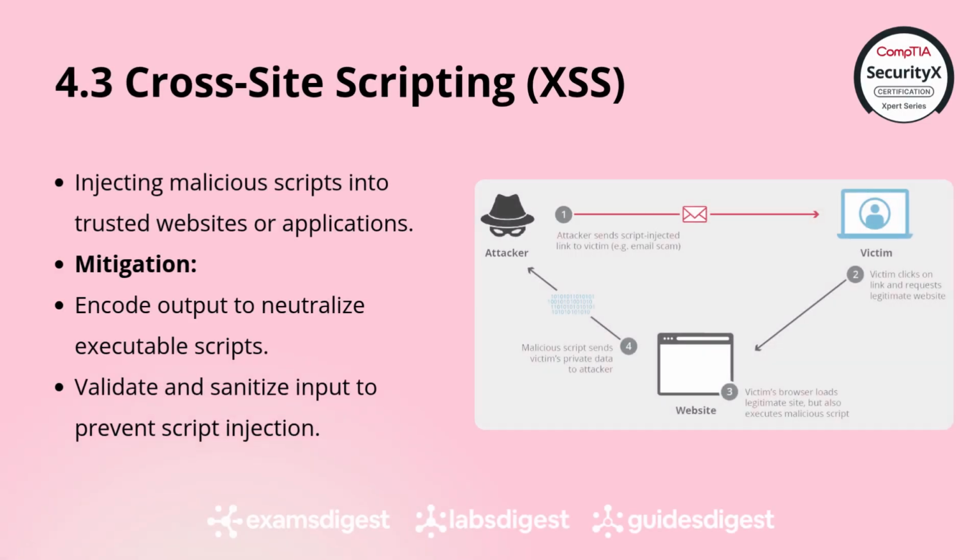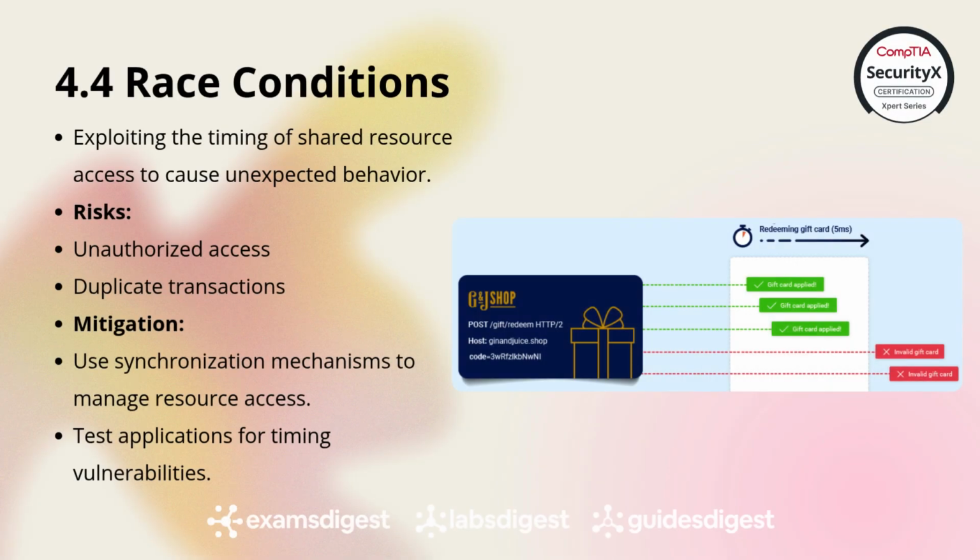Cross-site scripting. Cross-site scripting involves injecting malicious scripts into trusted websites or applications. These scripts run in the browser of unsuspecting users, potentially stealing sensitive information like session cookies or redirecting users to malicious sites. Race conditions. Race conditions arise when multiple processes or threads access shared resources simultaneously, leading to unexpected behavior.